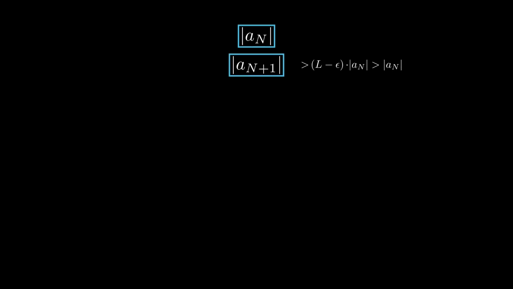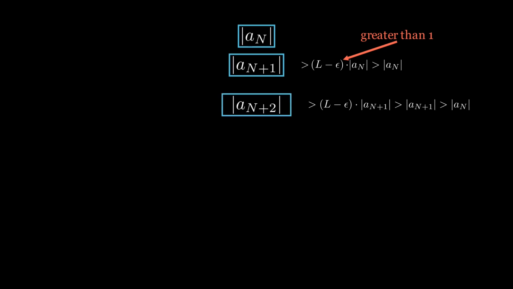Then, just like before, we know that the magnitude of a sub big N plus 1 is greater than L minus epsilon times a sub big N. And since L minus epsilon is greater than 1, we know that the absolute value of a sub big N plus 1 is greater than the absolute value of a sub big N. Same for a sub big N plus 2. It must be greater than a sub big N plus 1 in magnitude, which in turn is greater in magnitude than a sub big N.